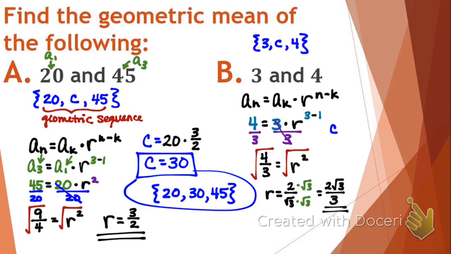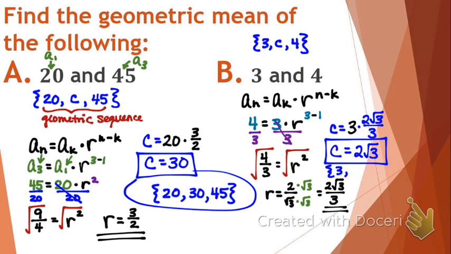So what is this missing value for C that I'm looking for? 3 times 2 radical 3 over 3. So what is our value for C? 2 radical 3, yes. So my sequence would be 3, 2 radical 3, and then 4.